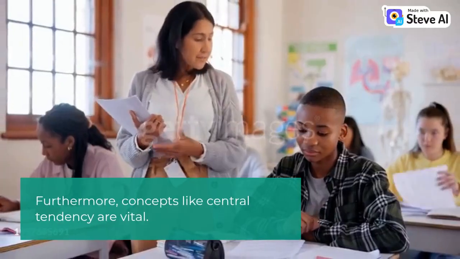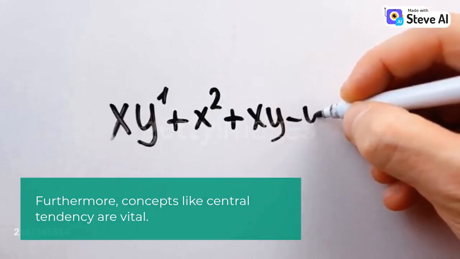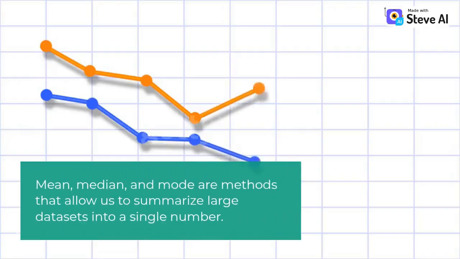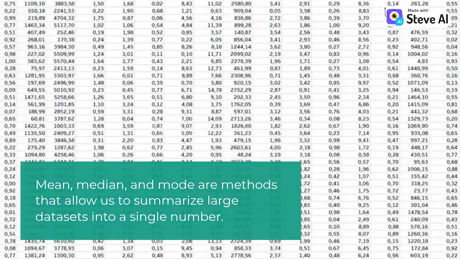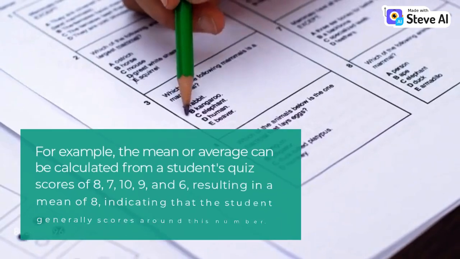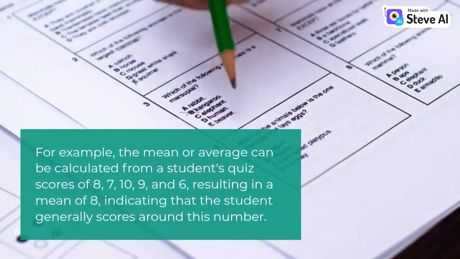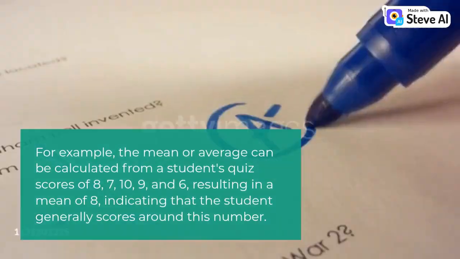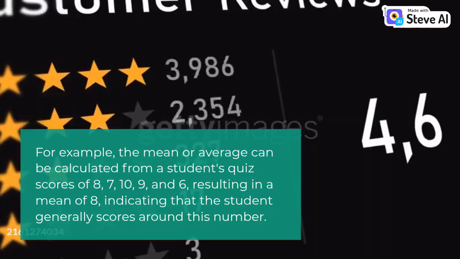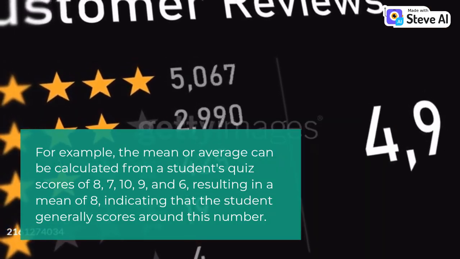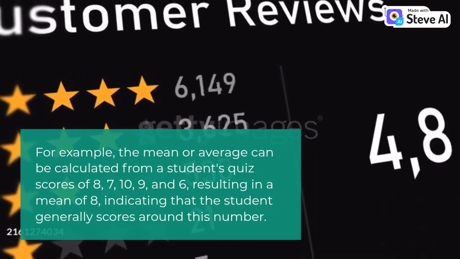Furthermore, concepts like central tendency are vital. Mean, median, and mode are methods that allow us to summarize large data sets into a single number. For example, the mean or average can be calculated from a student's quiz scores of 8, 7, 10, 9, and 6, resulting in a mean of 8, indicating that the student generally scores around this number.